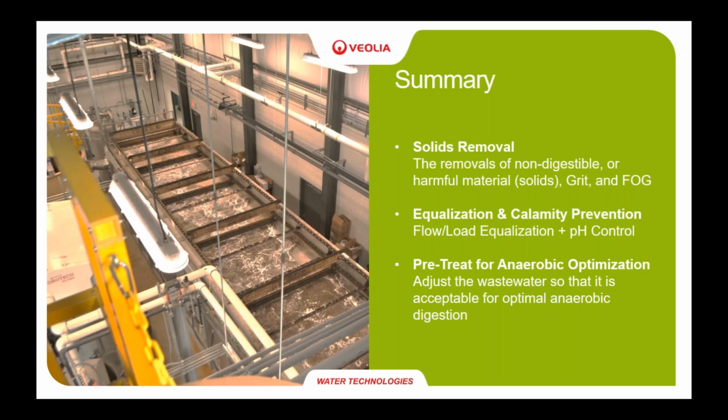So in summary, we went over the solids removal and the removal of non-digestible, harmful materials, grit and FOG. We talked about equalization of flows, loads, and pH control, and calamity prevention with the diversion tank, which allows us to pre-treat the wastewater prior to anaerobic digestion for the optimal performance of the downstream high rate anaerobic system, and adjust the wastewater so that it is acceptable for the optimal performance of anaerobic bugs. And this concludes our seminar.